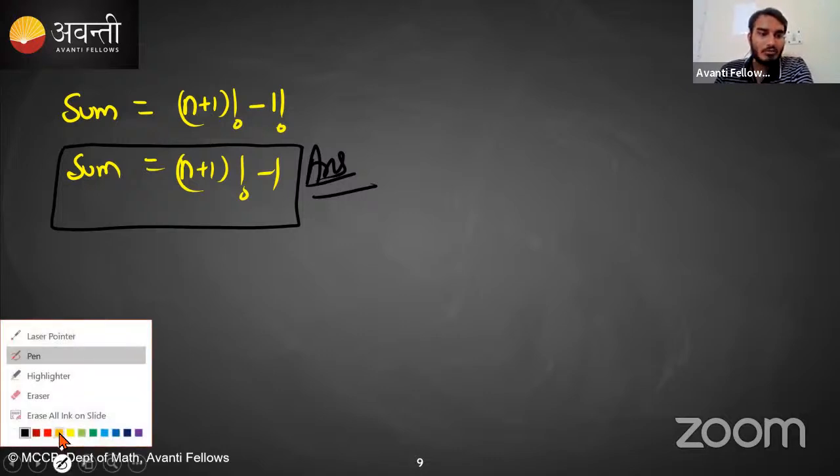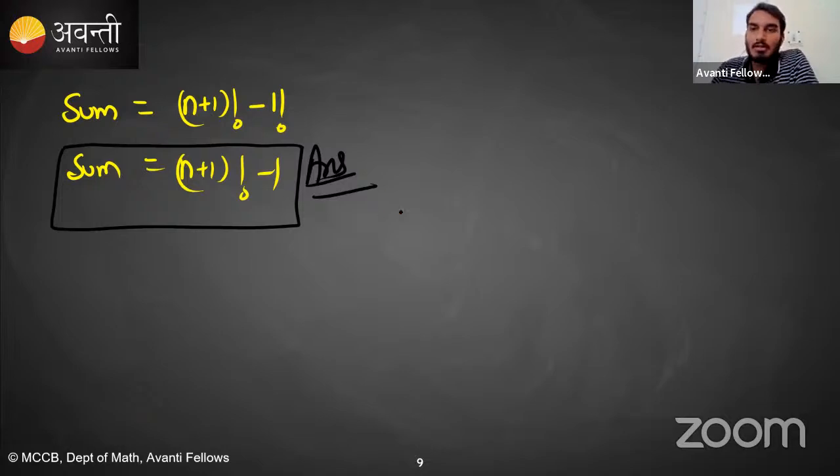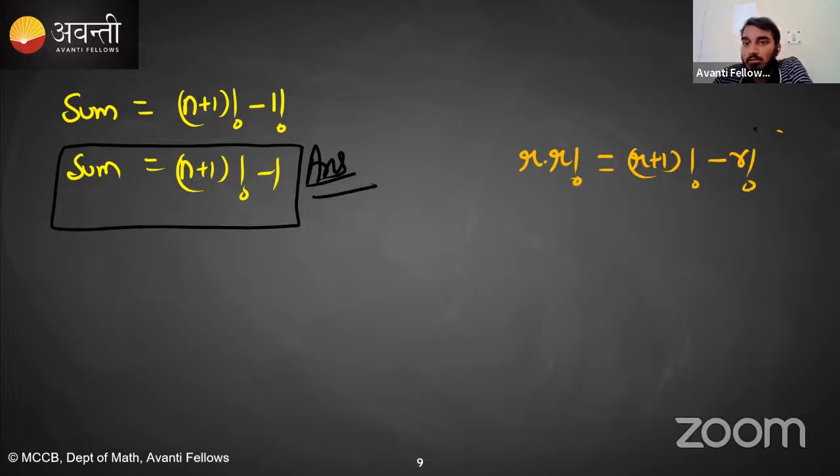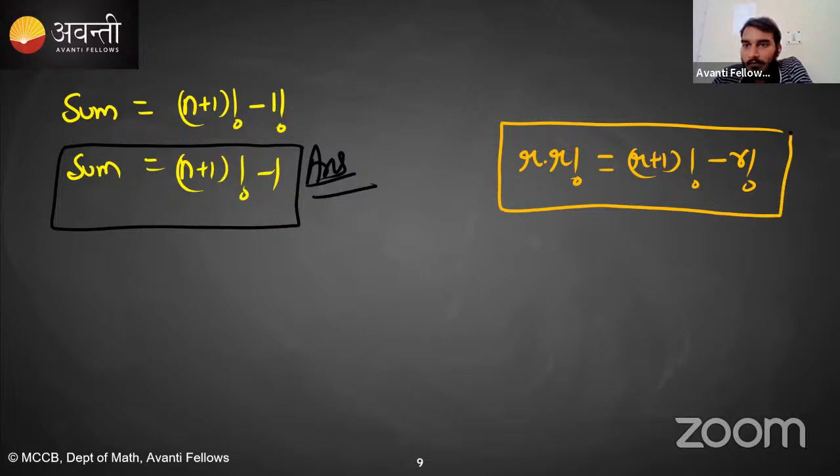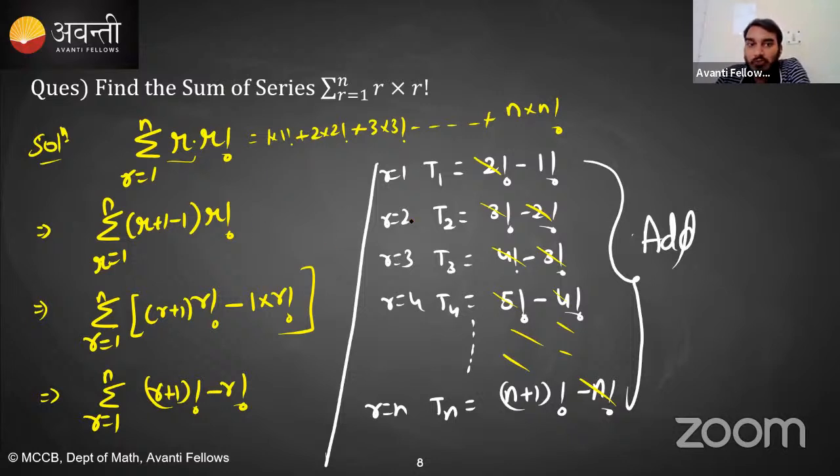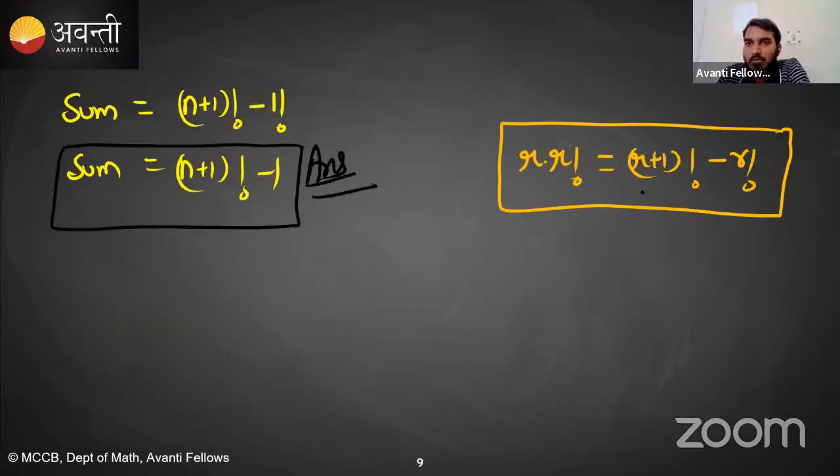Any doubt, students? So you can remember this, or you don't have to remember it, but you should know from this question that r times r factorial can be written as (r+1) factorial minus r factorial. Very, very important property. Using this, we have solved this question, right? That means you have to remember this, because in some questions you can use this fact. So it's better to remember this also.